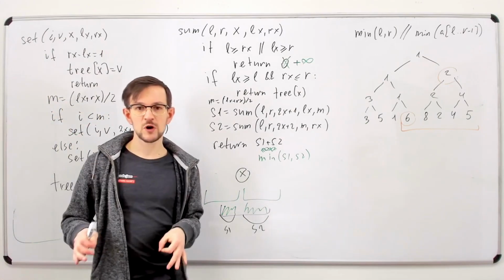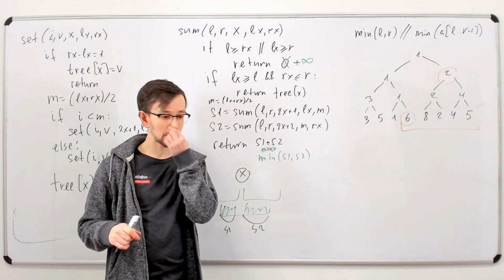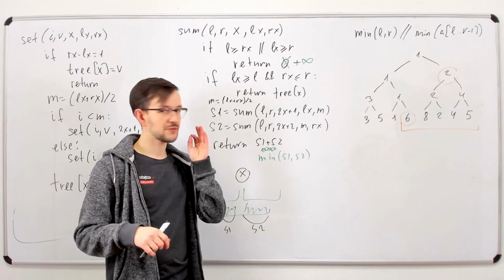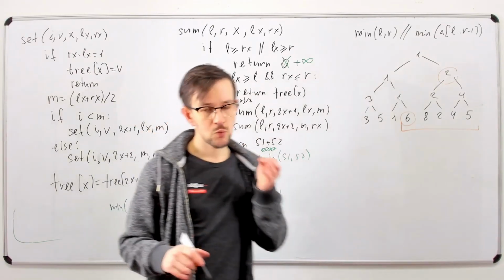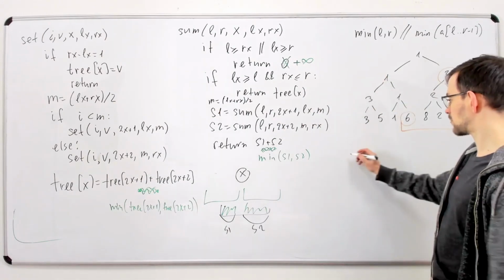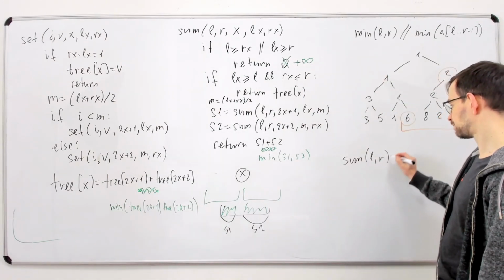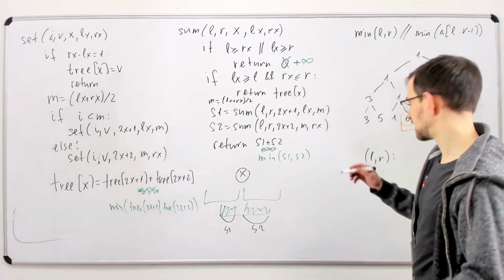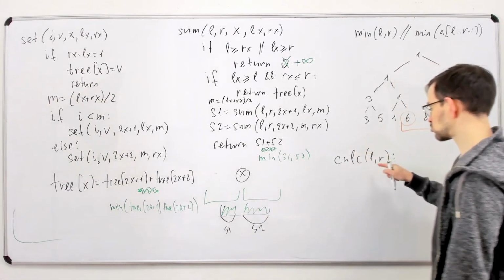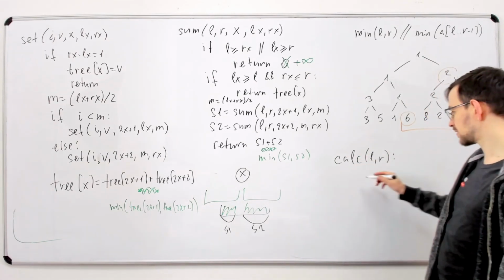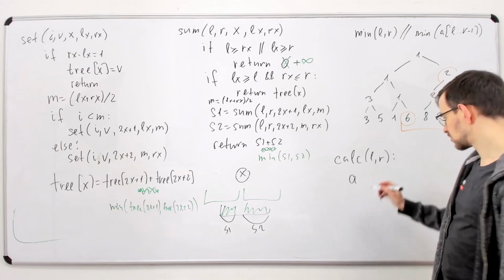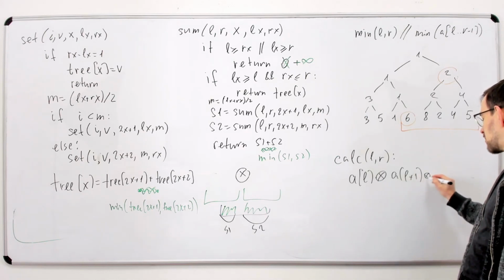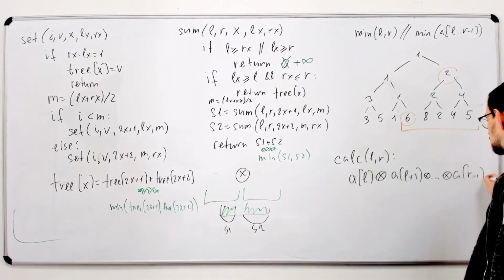Next, what other operations can we use in the segment tree? We can use basically all the operations which have the associativity property. So if you have the operation sum from L to R, let's change it to something else. Let's call it calculate. You calculate something from L to R, and this something is just the result of some operation: L, then some operation L plus 1, then some operation, and so on, up to R minus 1.